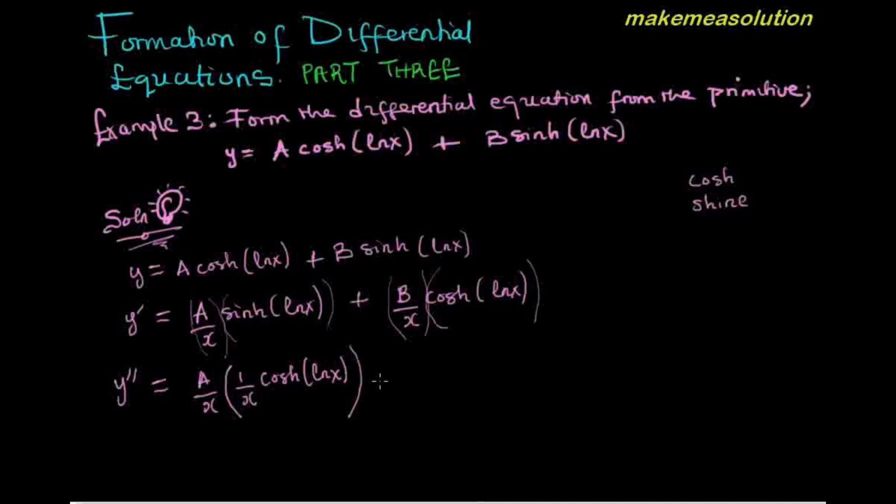So in differentiating a over x, I'm going to get minus a over x squared while I hold sine ln x the way it is. Is that okay? Then we'll go to the b part. We are going to hold b over x. In holding b over x, we are now going to differentiate cos ln x.